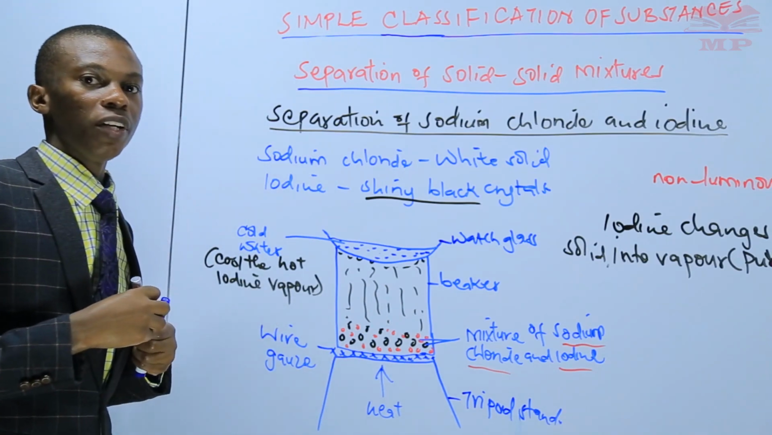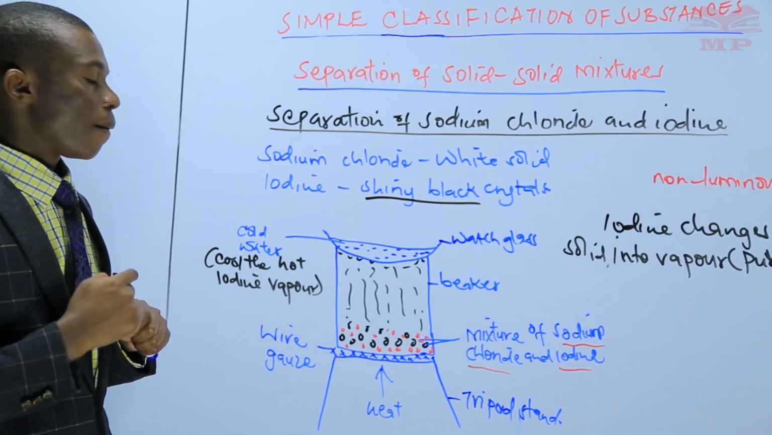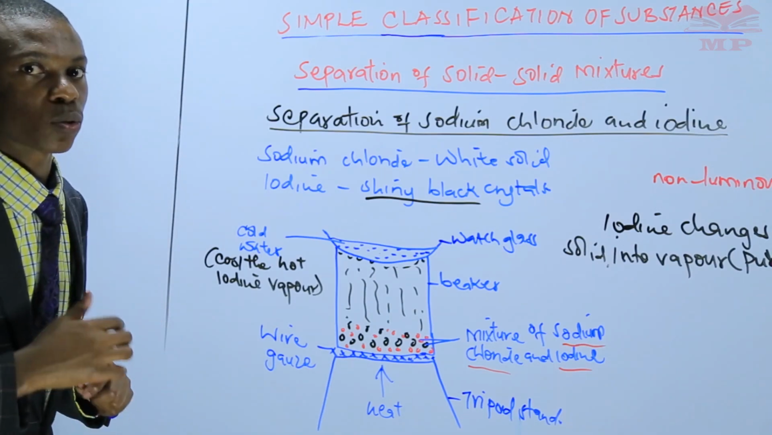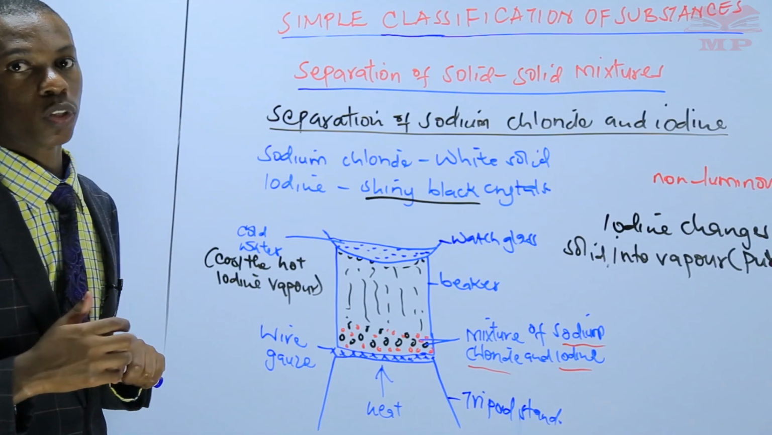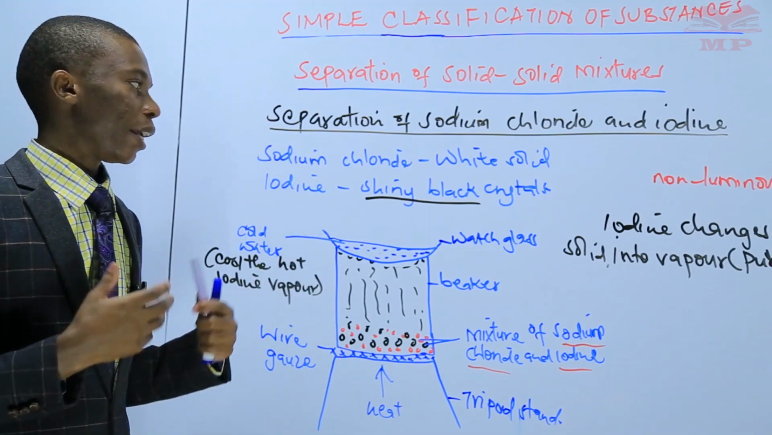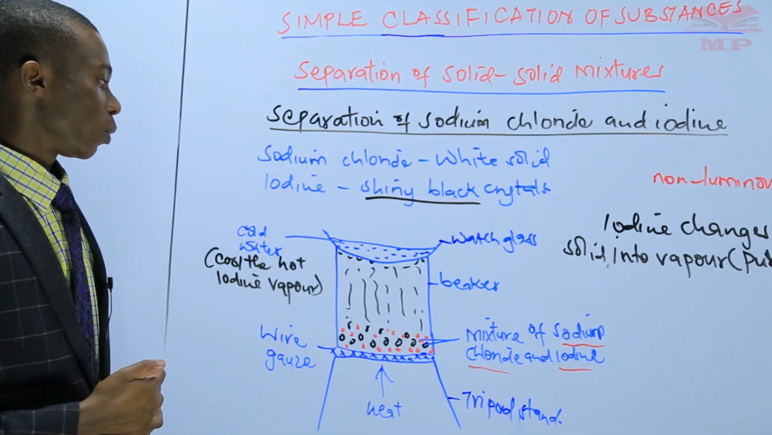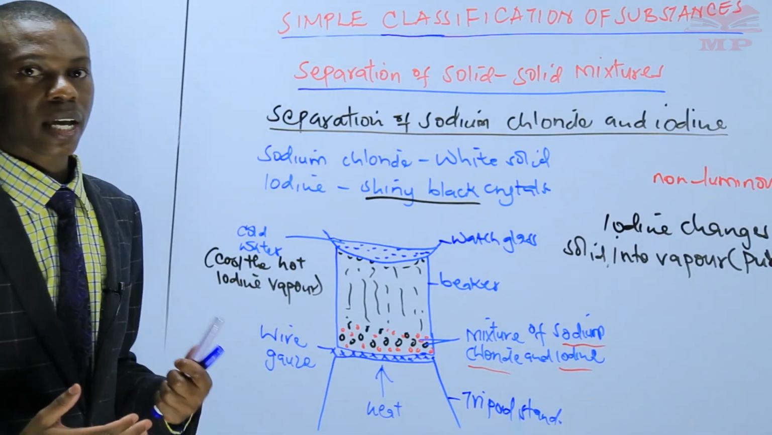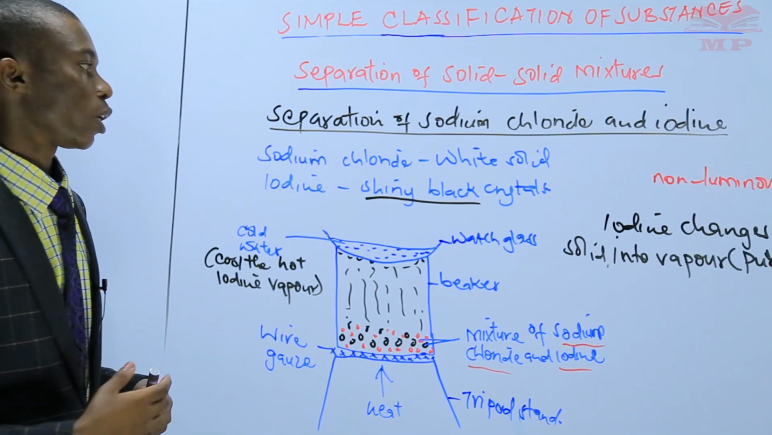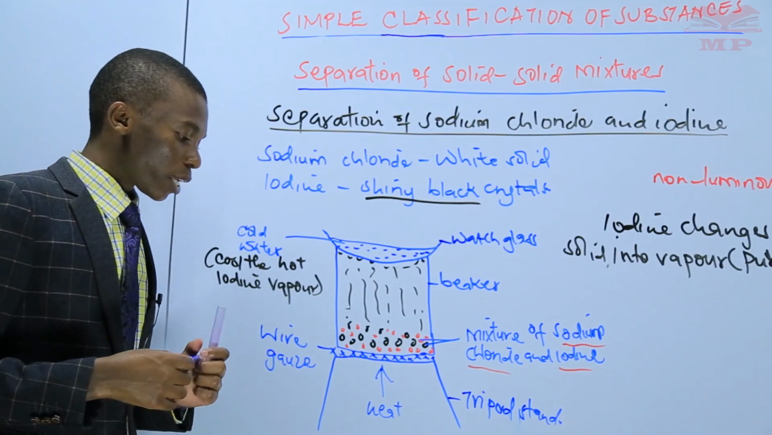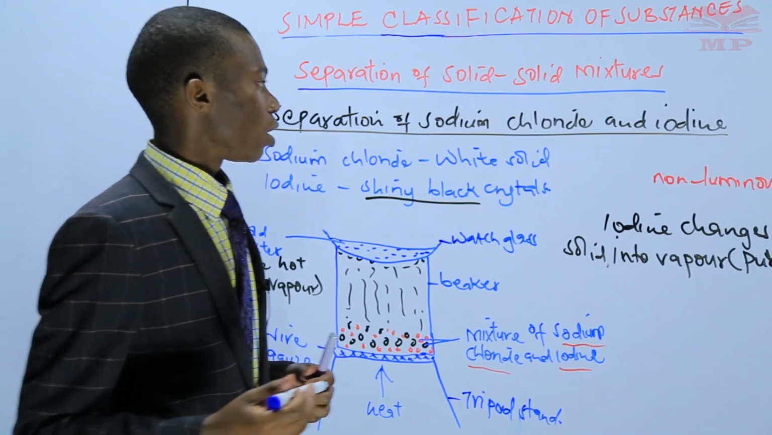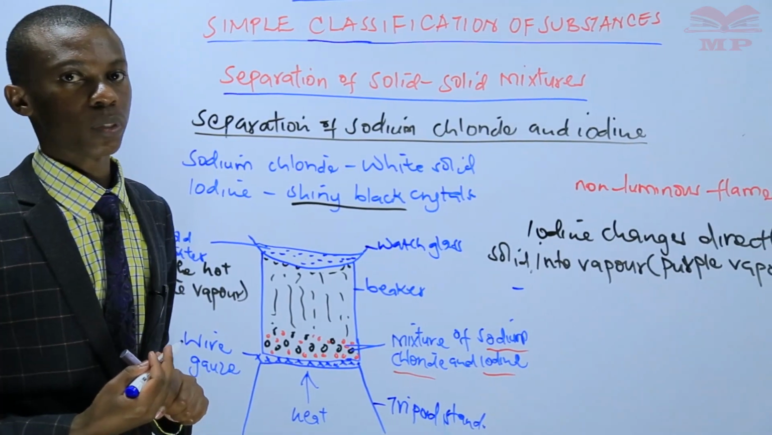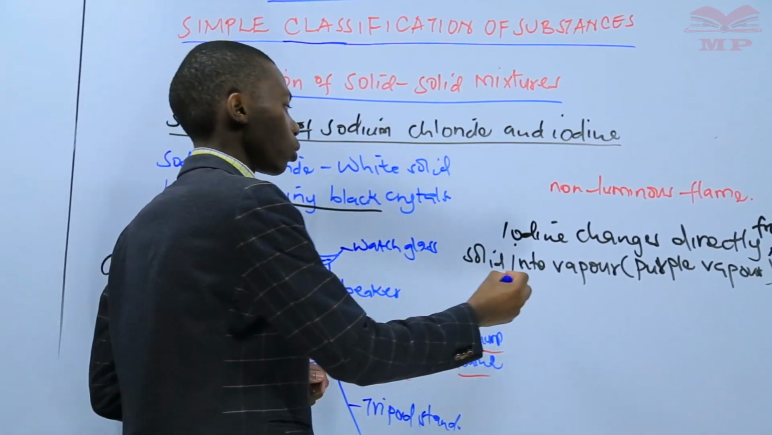The purple iodine vapor changes back into the shiny black crystals. That is what is going to happen when you pour this water and you cool the watch glass. And then here you are left with the white solid which is sodium chloride. Then any substance which is able to turn from a solid to a gas, we say that process is called sublimation.